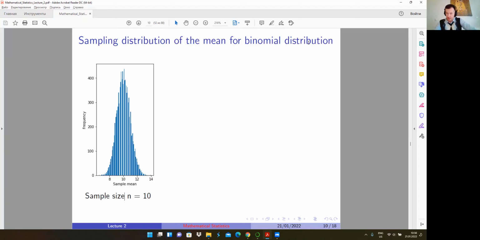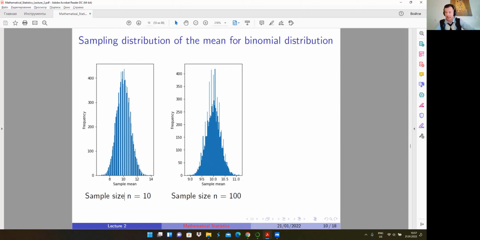So here is a binomial distribution. If the sample size is 10, the distribution of sample averages looks like this. There are some blank spaces, okay, but still it looks familiar. Moreover, look, the variance of the sample mean is huge. So the sample mean varies around 10, but it varies from, let's say, 8 to 12 or even more.